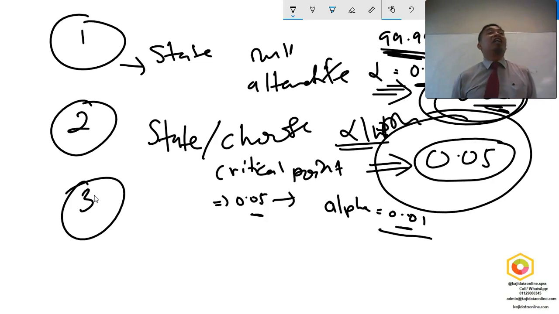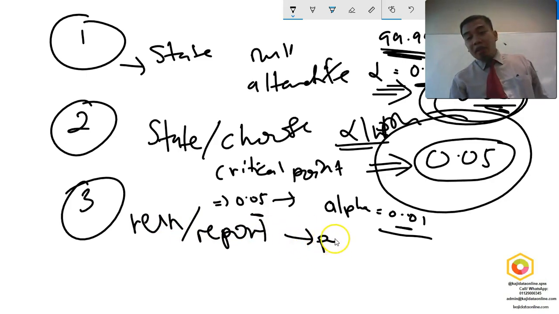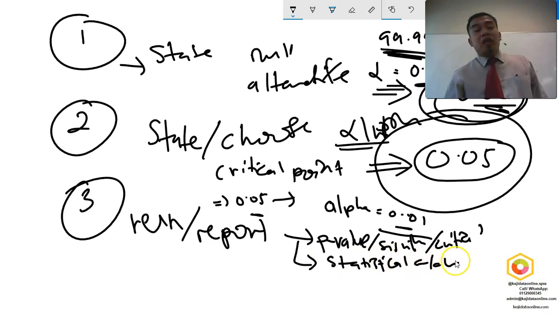The first one we call it run the statistic. Run the statistics means that you run the statistic using the software and you report. The keyword here is run and report. What you need to report? You need to report the p-value, the significant level or the critical level. And then you need to report another one, which will be the statistical value. That is the first approach, statistical value.